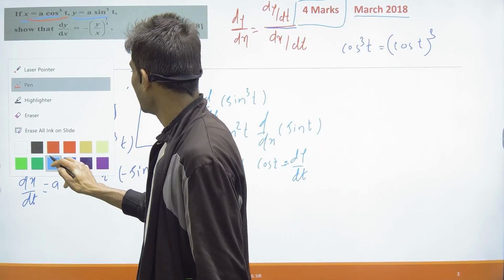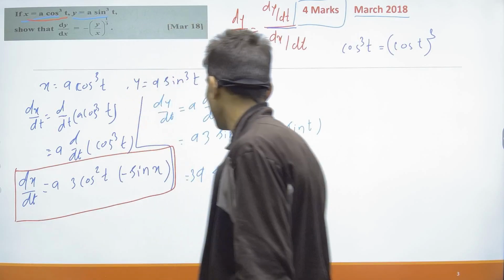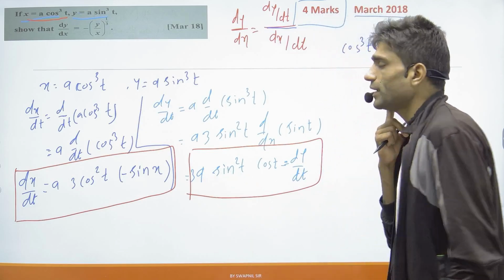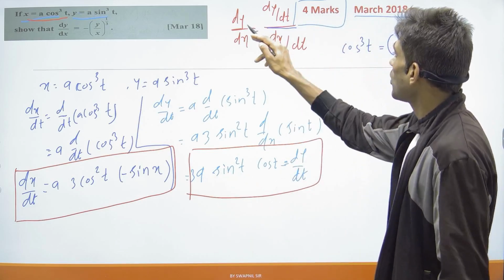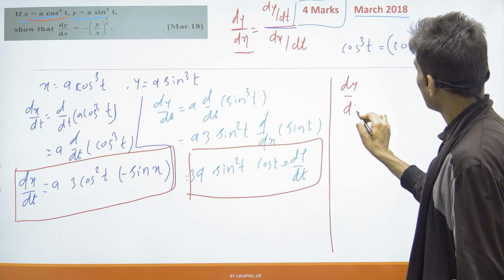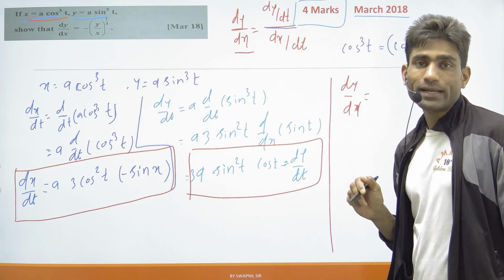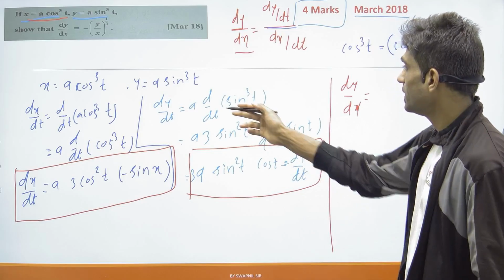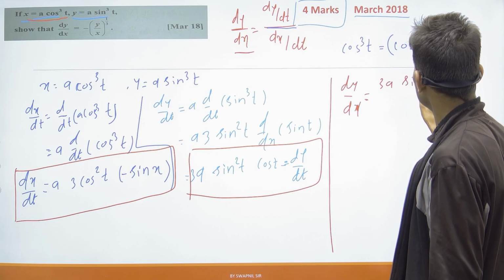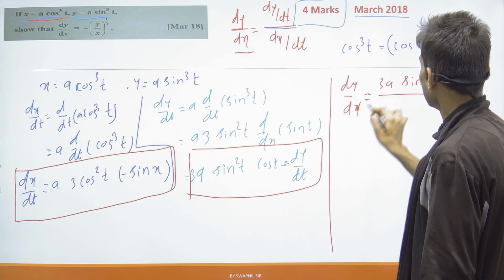So we have the value for dx by dt, and what is the value for dx by dt? Here it is. We found it earlier. Again dy by dt is equal to 3a sin square of t into cos of t. Now we want the value for dy by dx. So for finding dy by dx we want the value for dy by dt divided by dx by dt. Now substitute the value for dy by dt, which is 3 times a sin square of t cos t, completely divided by dx by dt.